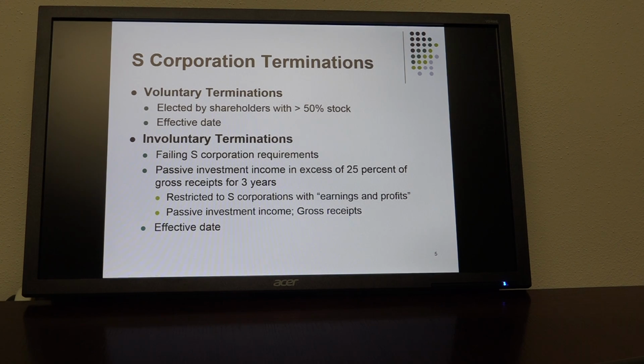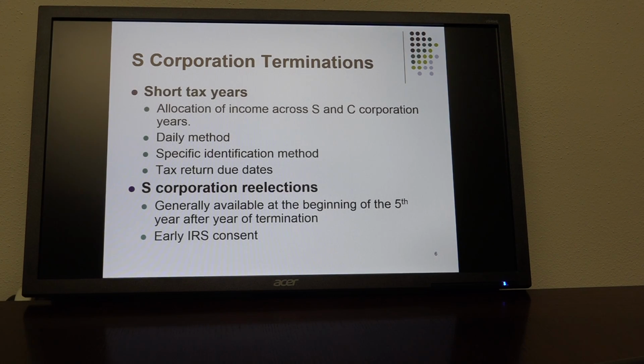We're just going to do half the chapter today and the rest next time, tomorrow. If you do have a short tax year, you have a couple of different methods, the daily method or the specific ID method. And then you have your tax return due dates for S corp and C corp that you have to deal with.